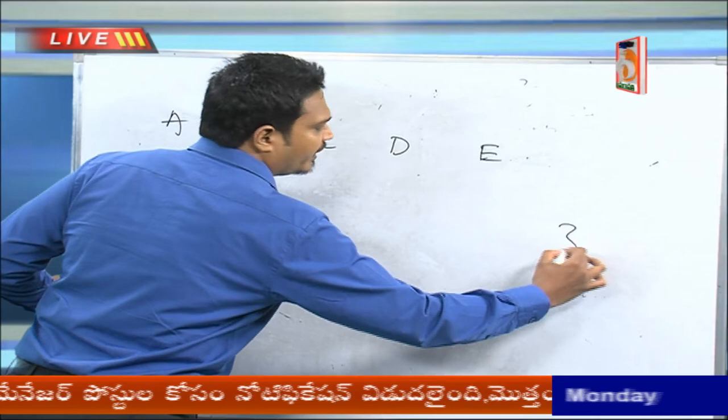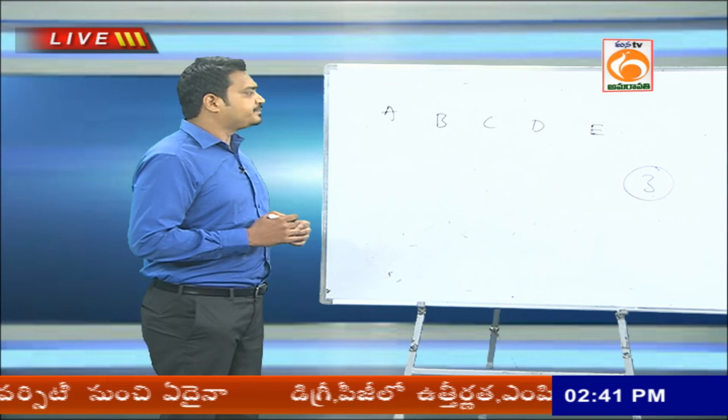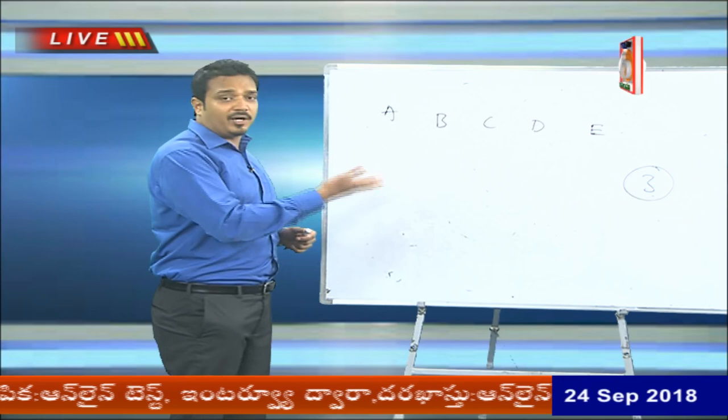In such case, in how many ways can a voter vote? This is something tricky. This is not as easy as the previous question I've seen. Now, how to do this? This is very simple, if you understand. I'm talking about A, B, C, D, E.